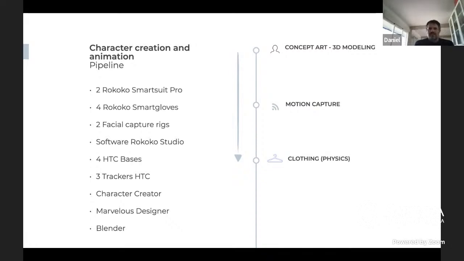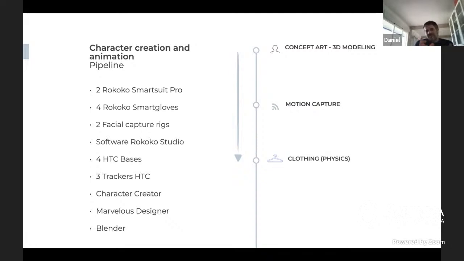So after so much research of the different options and technologies available today, we decided to bet on an autonomous system and suit, like in our case Rokoko. Actually, when we finish this presentation, if anyone is interested, I can give you my honest opinion or review on this type of technology.